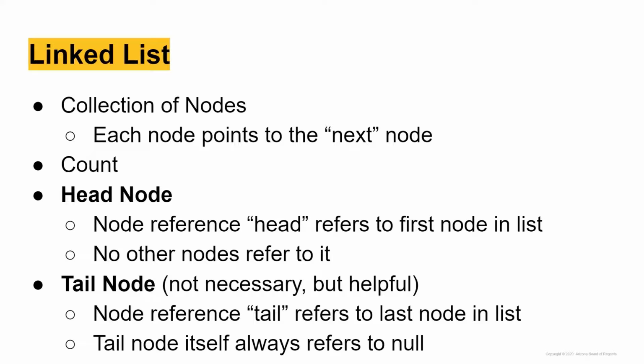And I say this isn't necessary because the last node in the list, unlike the first node, does already have something referring to it, the second to last node in the list, right? So it's not necessary. It's not going to get deleted by the garbage collector if we don't have a tail reference. But as you can see, it's going to be really useful. And another thing to note is that the tail node itself, the node that the tail reference points to, always refers to null because it is at the end of the list. It can't be referring to any other nodes, or else it wouldn't be the tail.